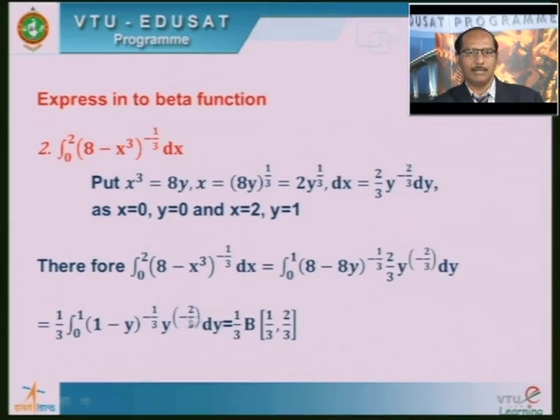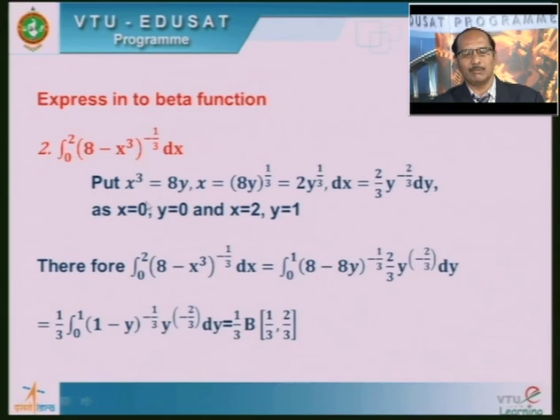And then minus 2 by 3 is written by adding 1 here, it is 1 by 3. 1 by 3 minus 1 is minus 2 by 3, and 2 by 3 minus 1 is minus 1 by 3. So it is 1 upon 3 into beta of 2 by 3 comma 1 by 3. So in this way we convert every integral into a beta function.